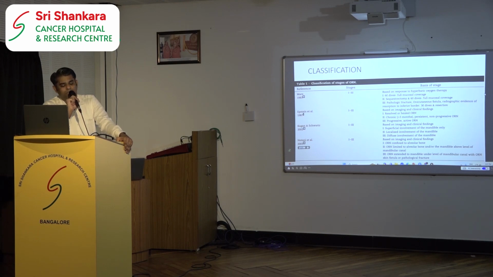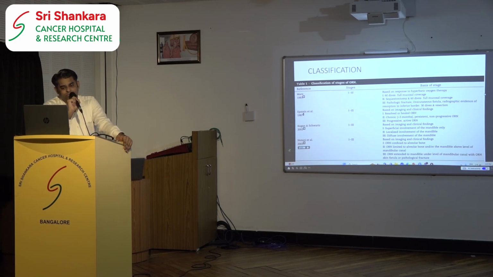We'll talk about hyperbaric oxygen therapy later on. What were the problems with this regimen? Epstein's classification is based on imaging and clinical findings. Marx did not include imaging, whereas Epstein included imaging. Stage 1 was resolved or healed ORN. Stage 2 is chronic, more than 3 months, persistent, non-progressive ORN. Stage 3 is progressive or active ORN.